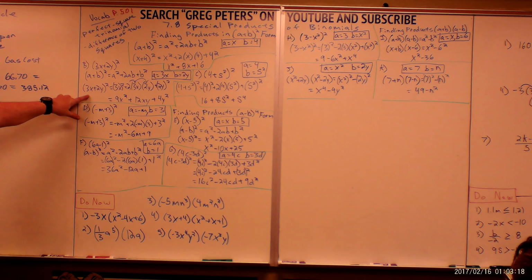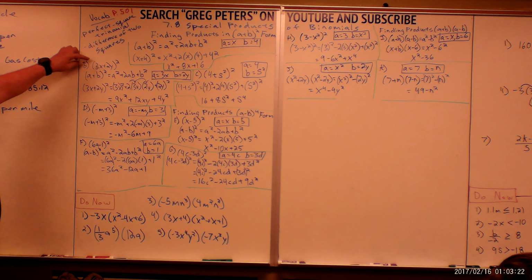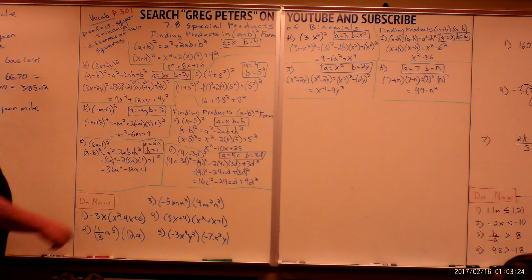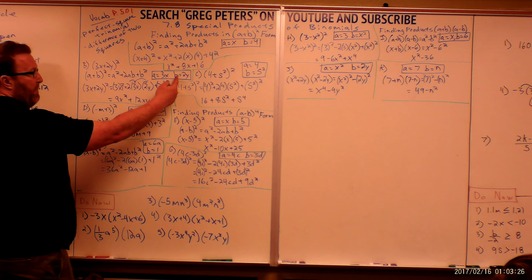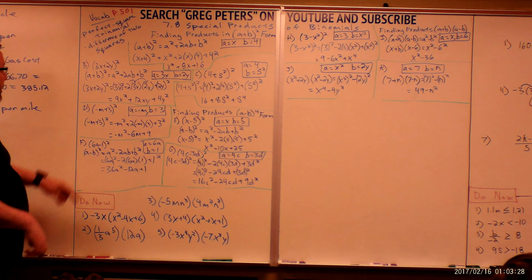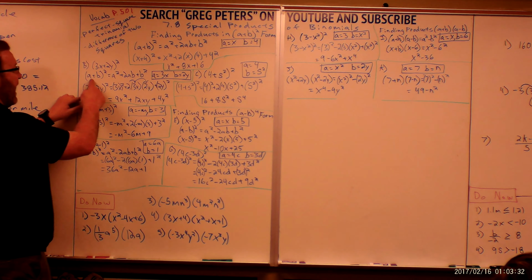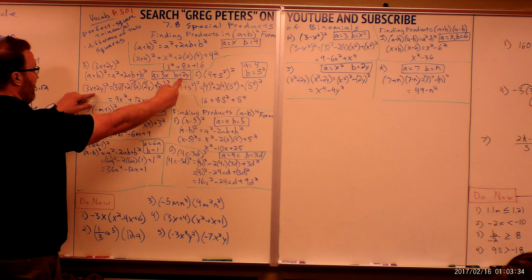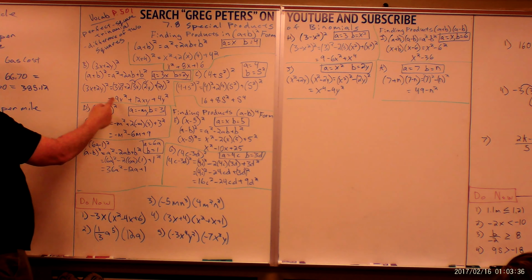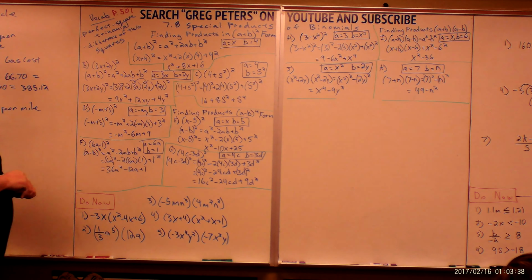Okay, this one, exactly the same thing. We just have more going on, right? So we're taking this information right here from the 3x and the b being equal to 2y, write the formula out and plug it in, okay? So our a is 3x and our b is 2y. This 2 stays here, the 2 here stays here, okay?